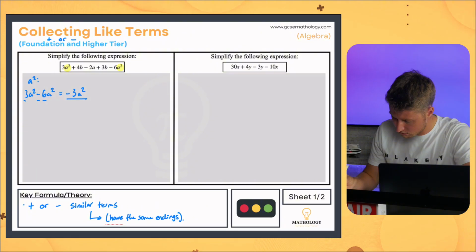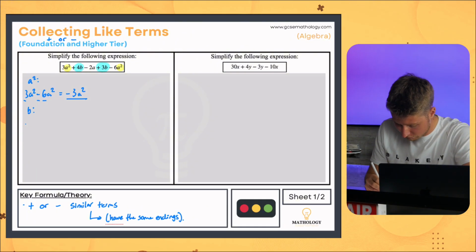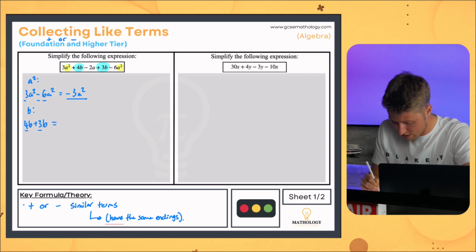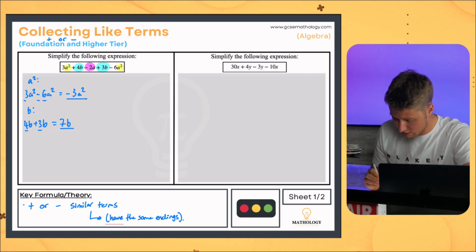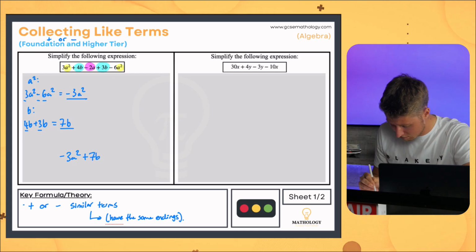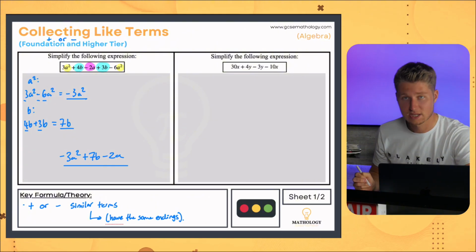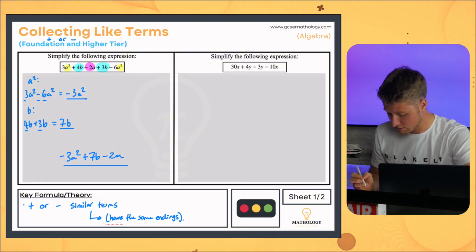Looking at the b terms, we've got 4b and then 3b. So for the b terms, we've got 4b plus 3b. The numbers first: 4 plus 3 is 7, and then stick the algebra on at the end, gives us 7b. We've only got one term that ends in a, which is this -2a. So that's just going to be stuck at the end of the final answer. So you've got -3a squared plus 7b minus 2a. So when collecting like terms, you can only add or subtract similar terms, in other words, terms that have the same endings.